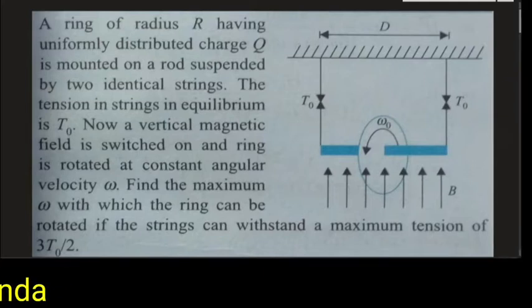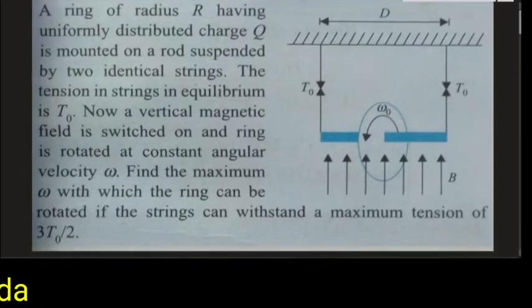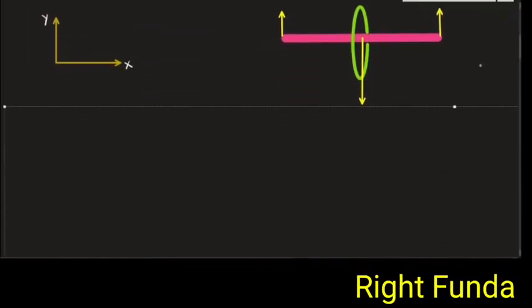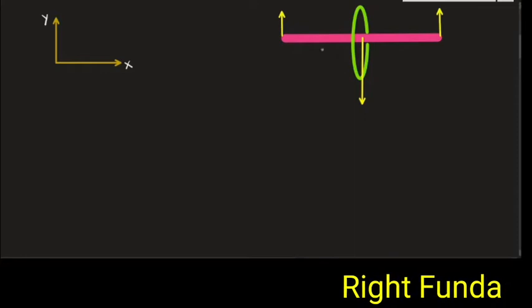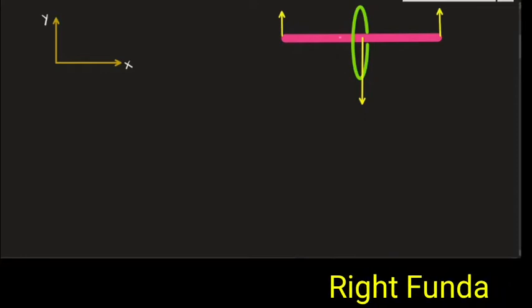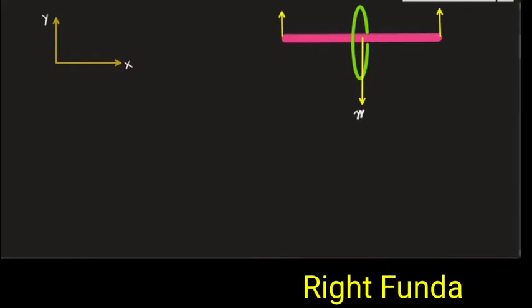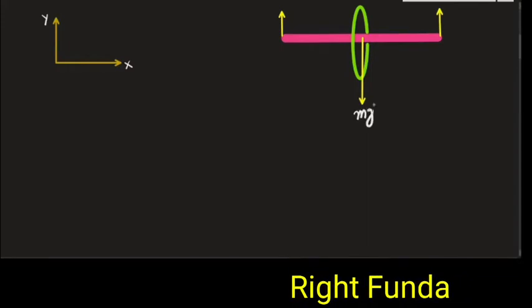So let's discuss what is happening. If I draw the free body diagram of the system, suppose there is a ring here. The mass is not given, so suppose the mass of the ring plus the disc with the spokes is m, with weight mg.